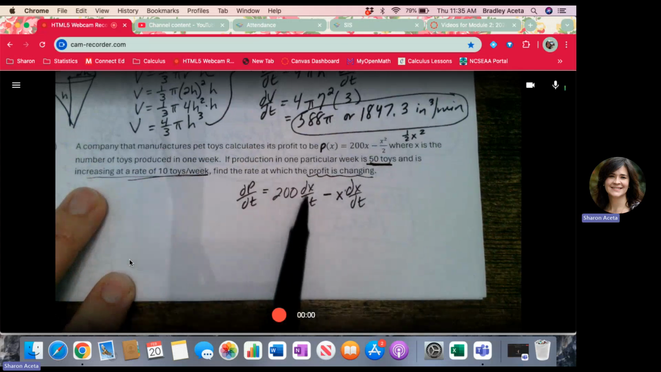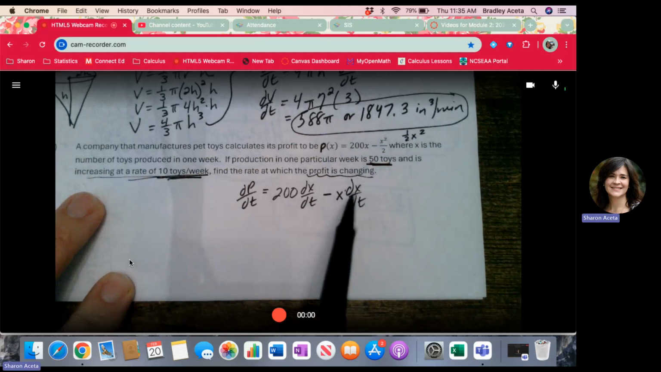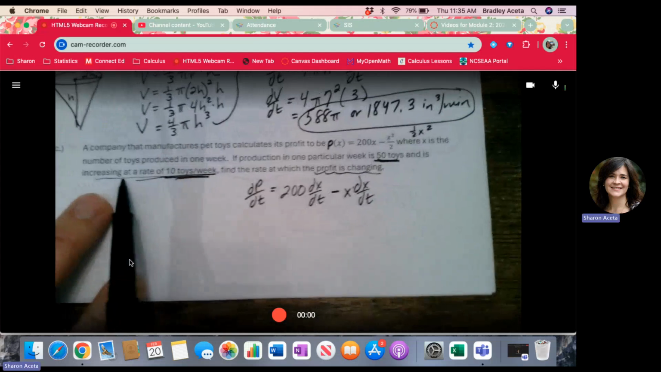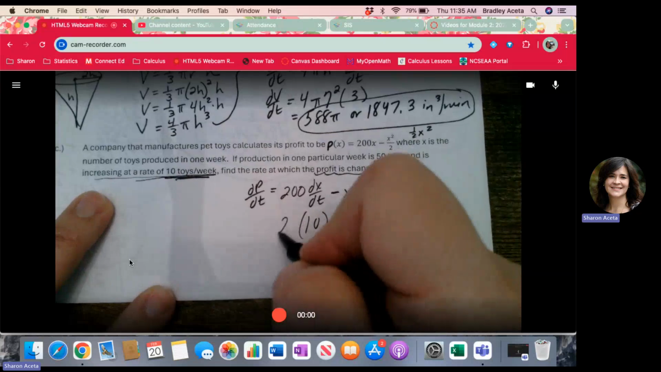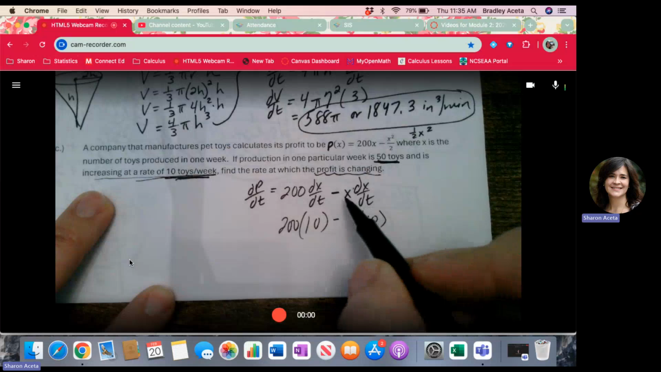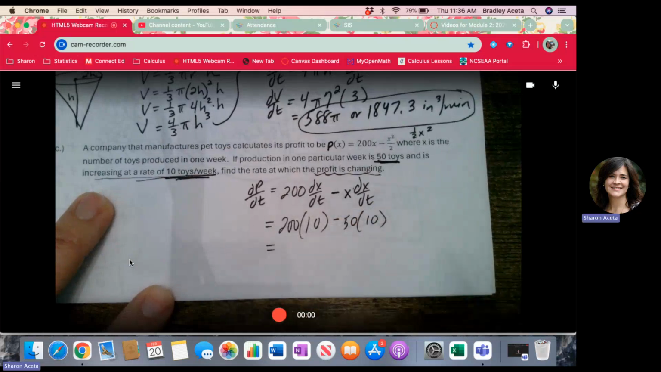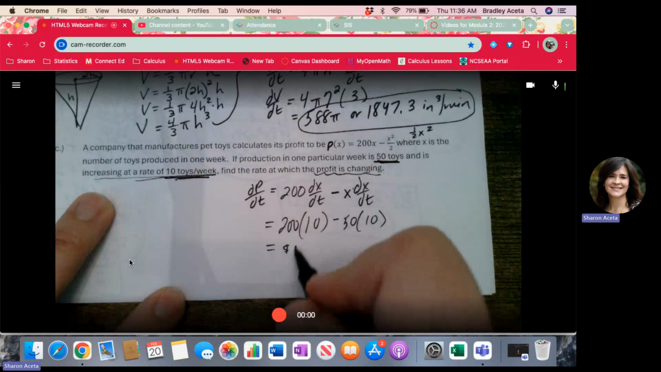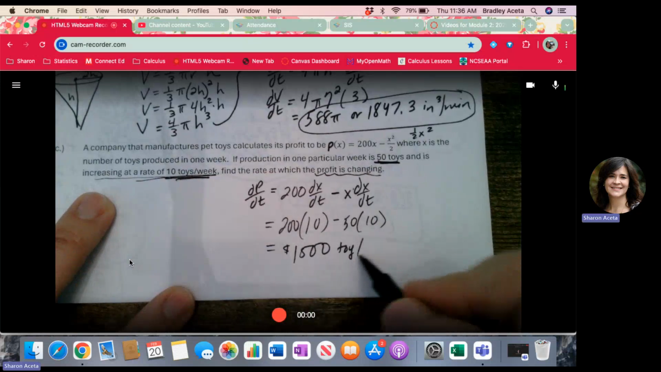So one of these is dx/dt, the other one is x. So if this is the one that says increasing at a rate of 10, that must be your dx/dt. Which would then mean that x has to be 50 toys. So that would be about $1,500 of toys changing per week.